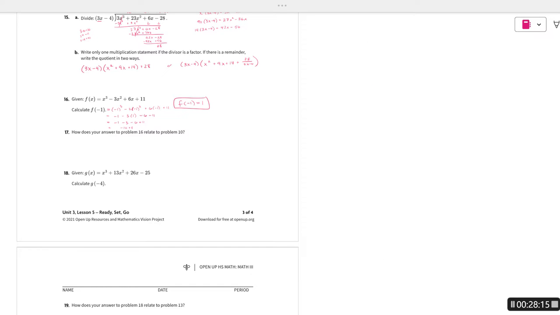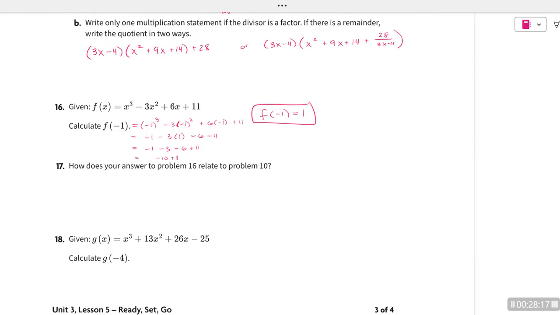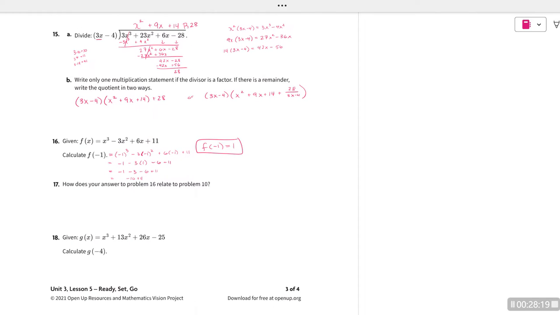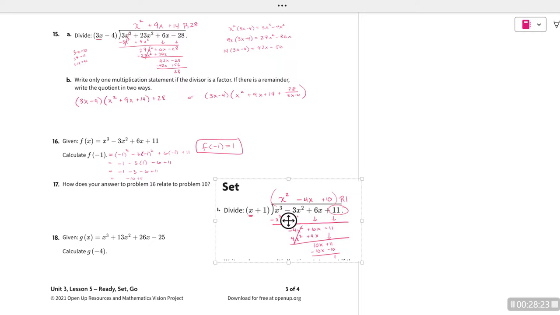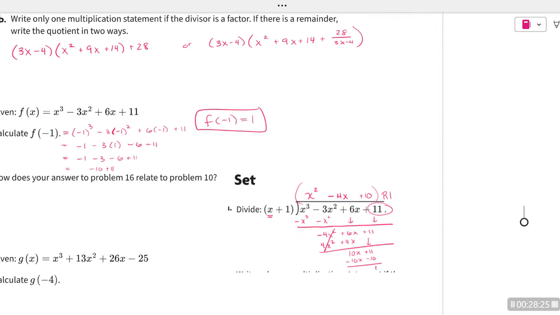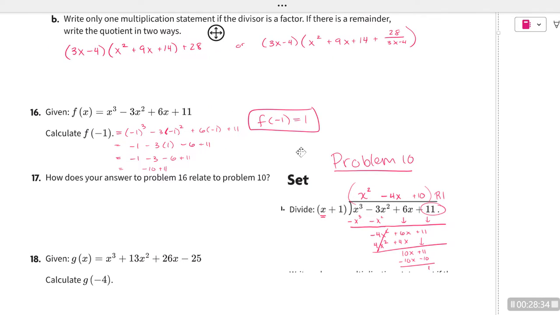Okay, question 17 wants us to go all the way back to problem 10. So it says, how does your answer to problem 16 relate to problem 10? So I just took a little snapshot of our problem 10. So this is problem 10. Right, so problem 10, well, how does it relate to 16?